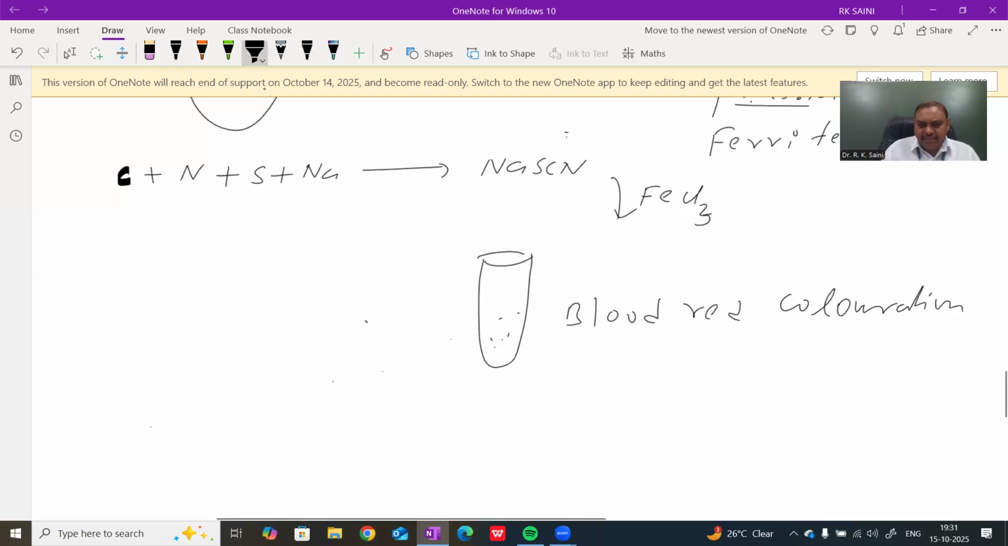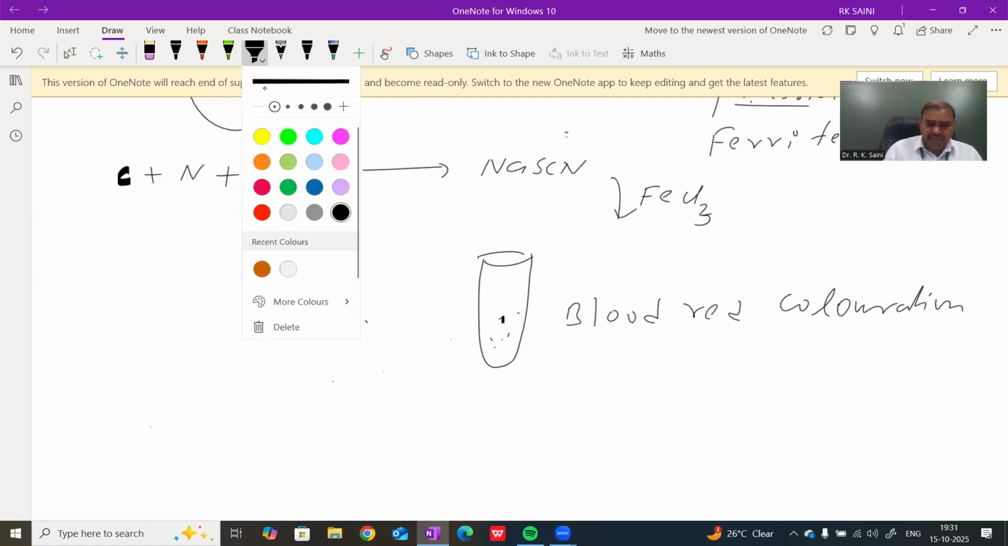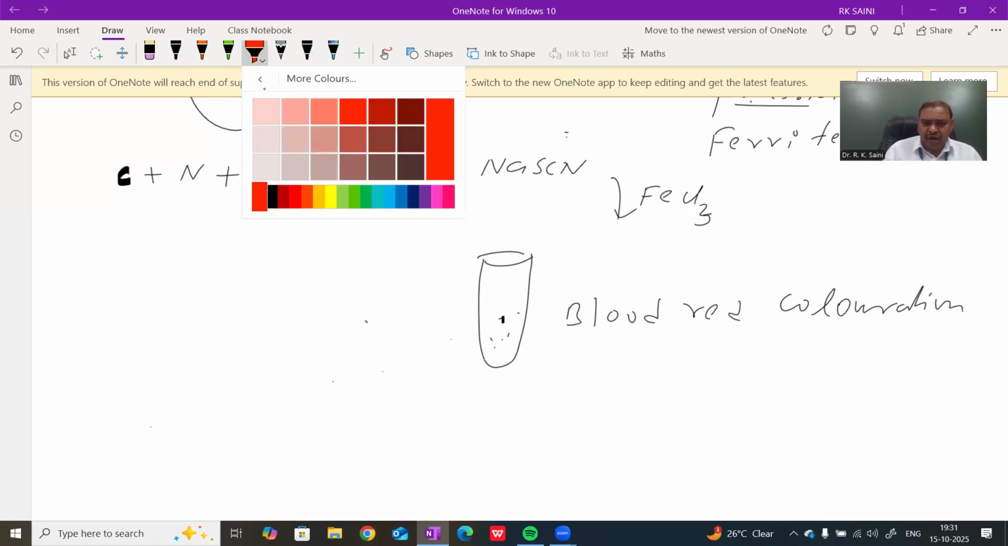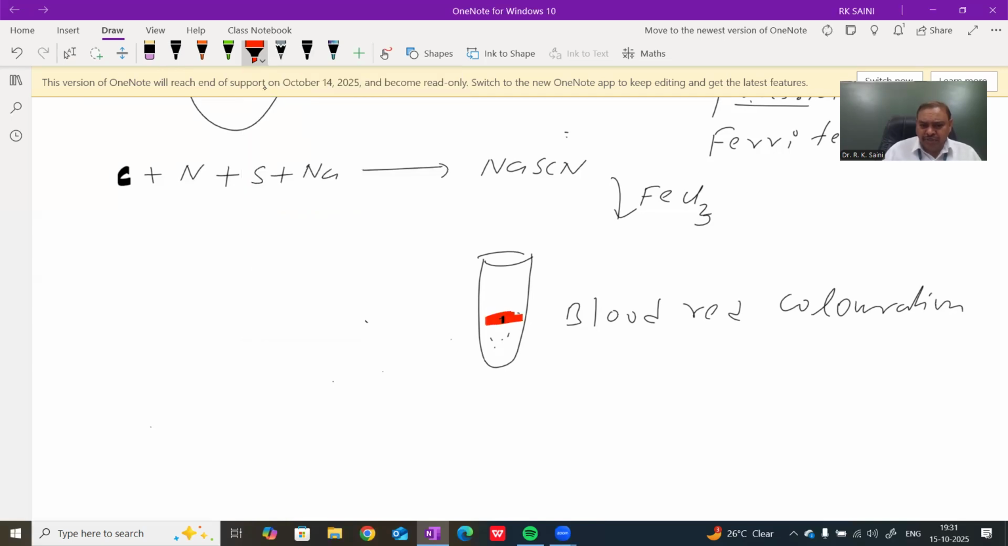Blood red coloration is there. This is the test of nitrogen and sulfur both. The whole solution changes into blood red coloration, not precipitation. Blood red. This is the test of both nitrogen as well as sulfur present in an organic compound.